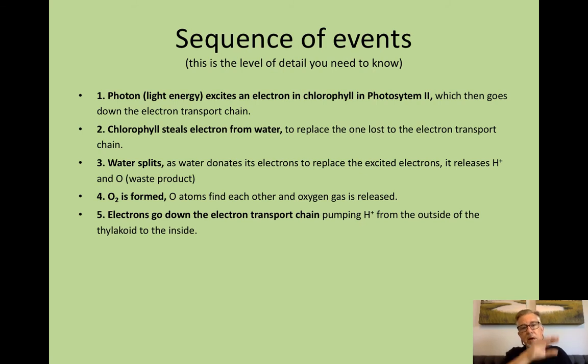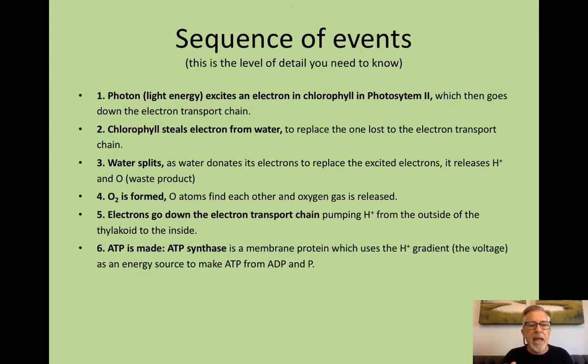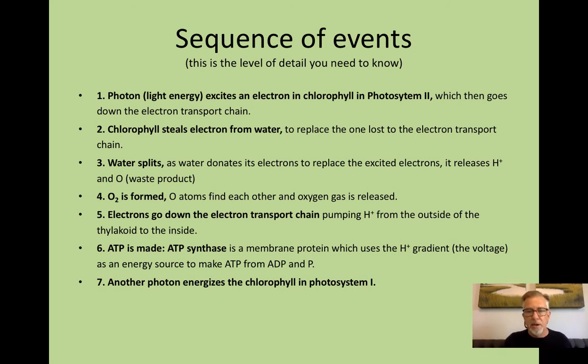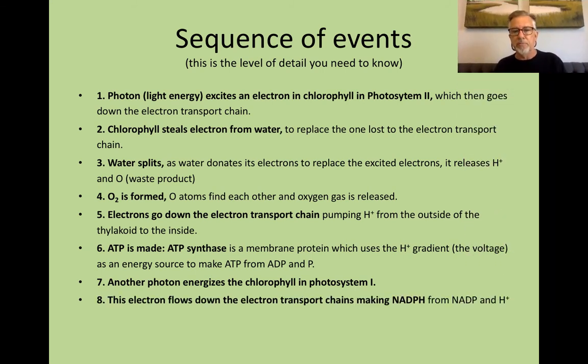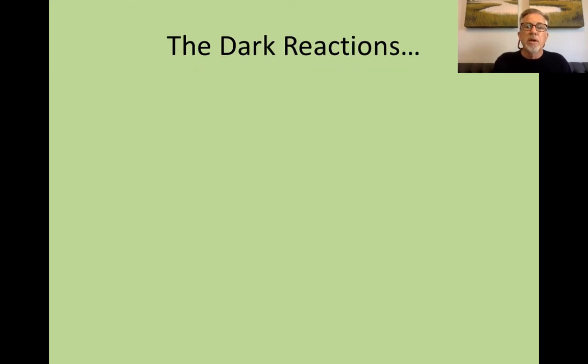The electrons go down the first electron transport chain, pumping hydrogen ions from the outside of the thylakoid to the inside, adding to the hydrogen ion gradient. And then ATP is made by ATP synthase, and then another photon energizes the electron in the chlorophyll in photosystem 1, and that electron flows down an electron transport chain to create NADPH. Those are the events. Note that these are all happening simultaneously. This is just one way to think about it and to order it in your mind so it makes some logical sense.